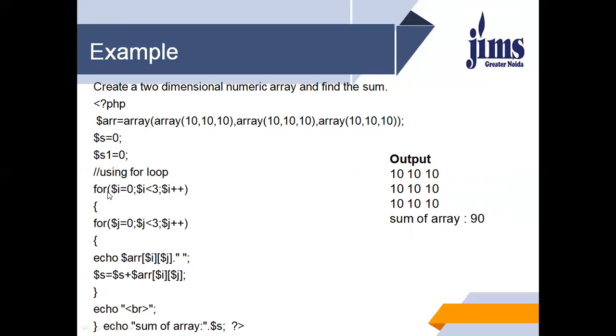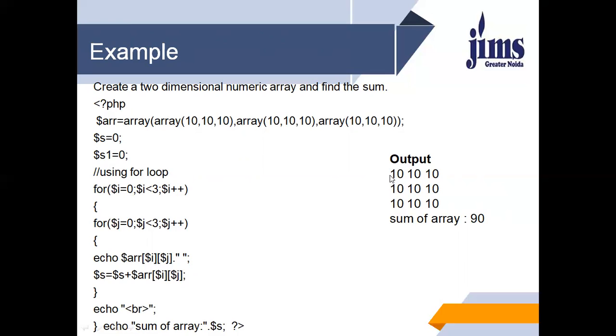You are using a for loop. For $i is equal to 0, this is a counter variable. So putting the condition, $i is less than 3, $i++. You are using one inner loop also for $j, with a different counter variable. $j is equal to 0, $j is less than 3, $j++. And now you want to print echo $arr[$i][$j]. So initially, what will be the value? $i is 0, $j is 0. So 0, 0. And then what you are doing, $s is equal to $s plus $arr[$i][$j]. So you are printing the value of the first position, that is 10, at 0, 0.